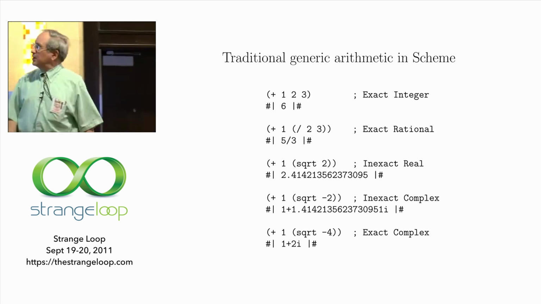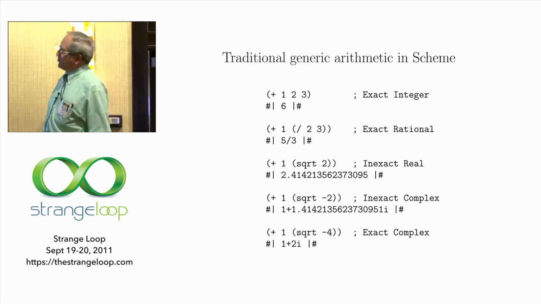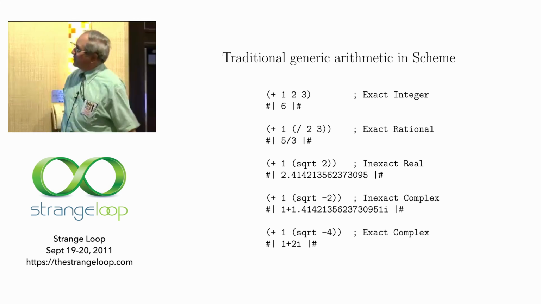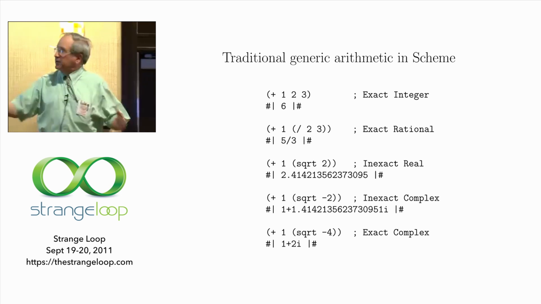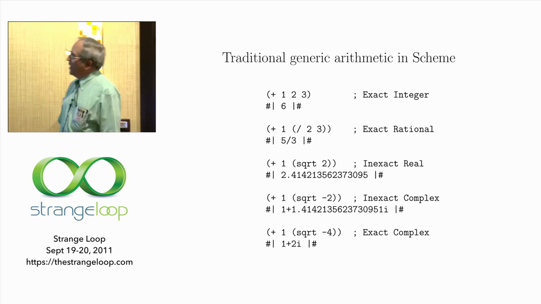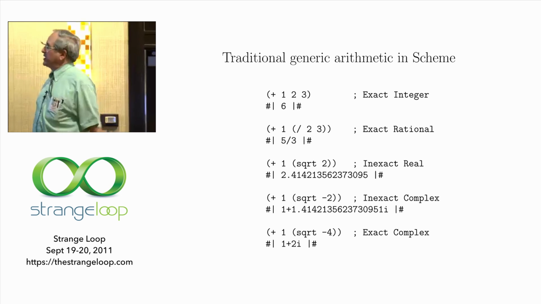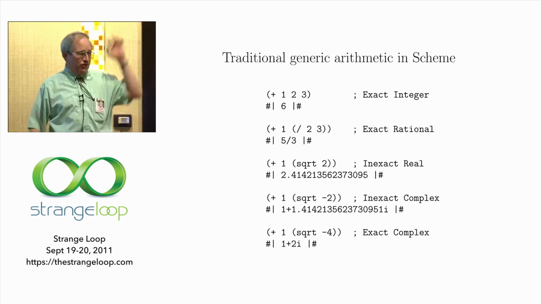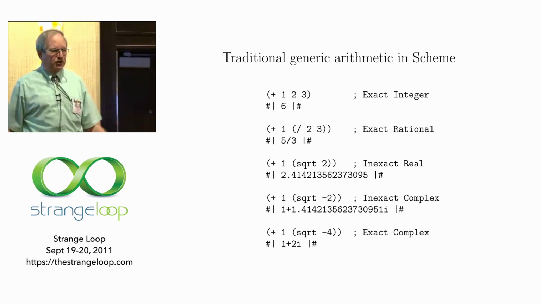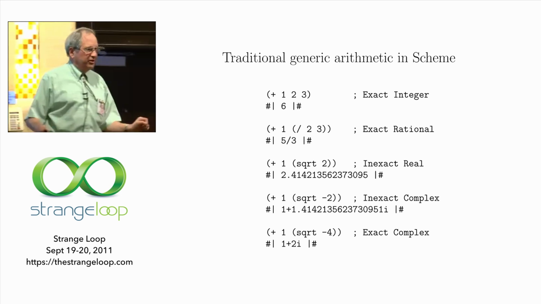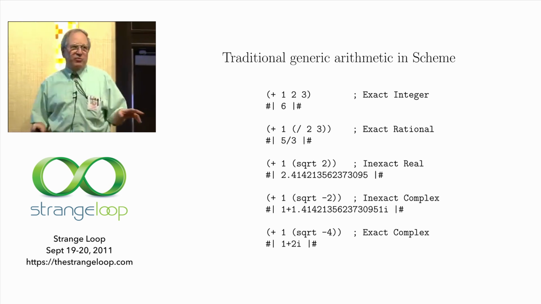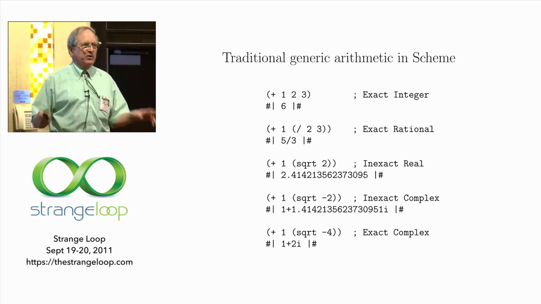Here's the traditional arithmetic you would find in Scheme. I can add integers together, great. I can add integers to rationals. I can make new rationals. I can add integers to, quote, reals. Of course, they're floating point thingies that are very dangerous. And nothing brings fear to my heart more than a floating point number.